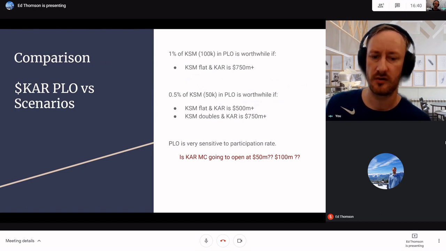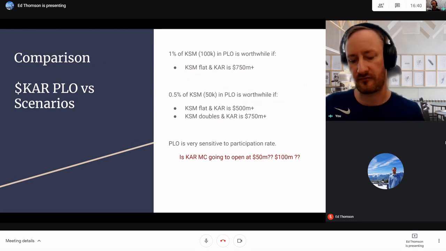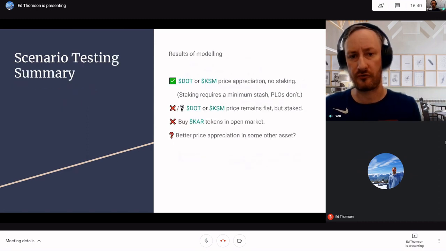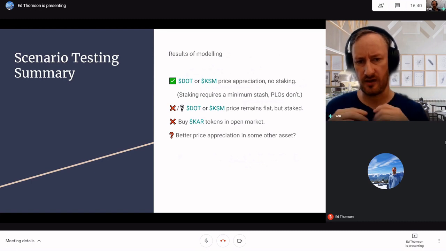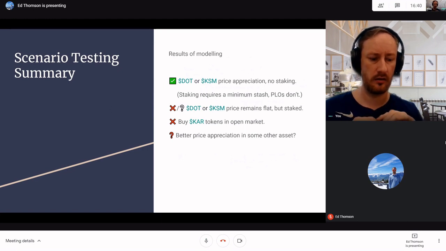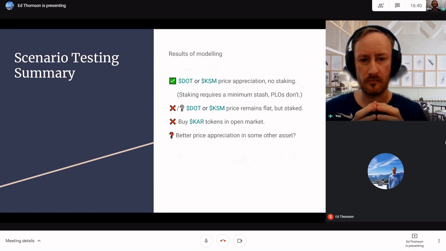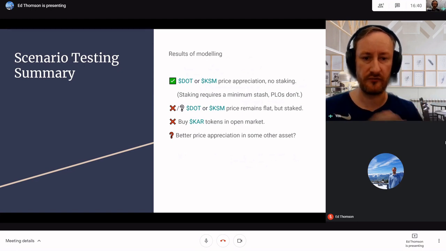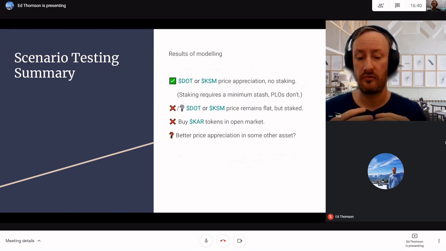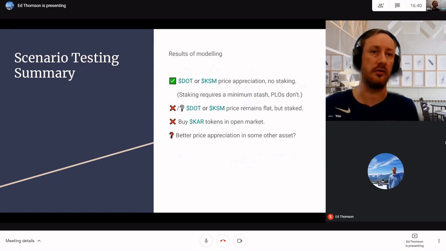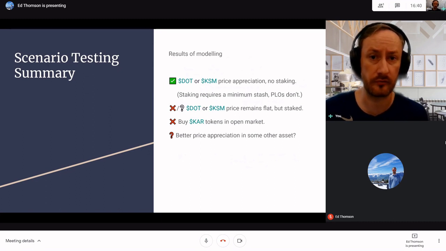We have to guess at the answer, and that's why I did a spreadsheet and a whole bunch of calculations. So now let's go back to the four scenarios that I mentioned and try to compare whether I think it's worthwhile or not. So here are the results of my modeling. If you hold DOT or KSM and you don't do any staking, then it's probably worth getting into a PLO. Staking has a minimum stash requirement, so if you don't have enough, then you can't be staking. Whereas the PLOs, as best as I'm aware, don't have this minimum, and that's where it could make sense to be involved in any PLO because you will at least get some reward.